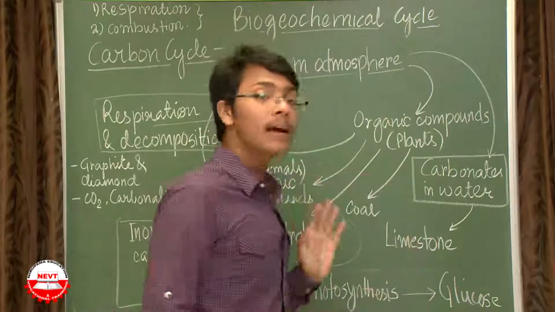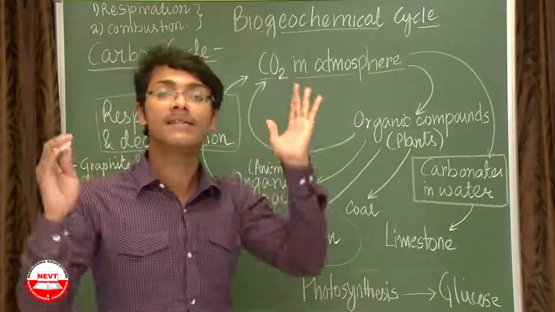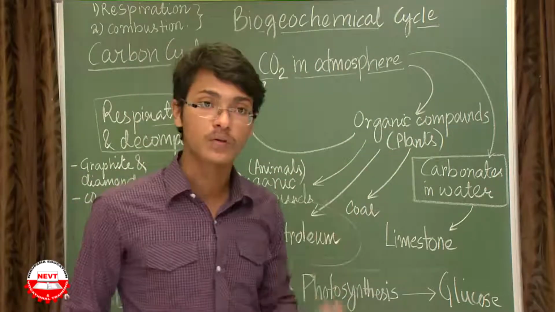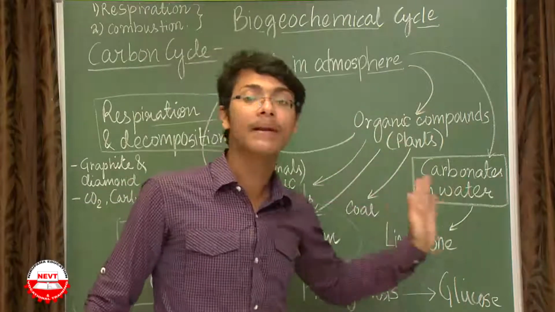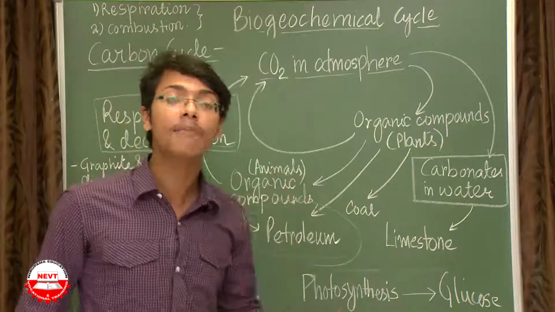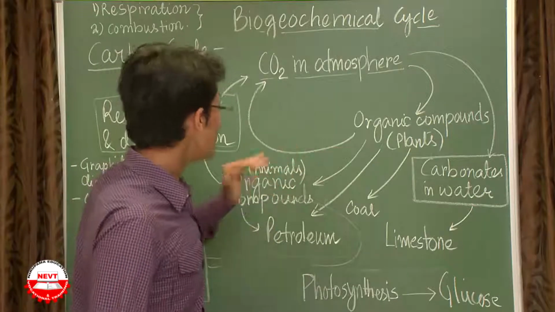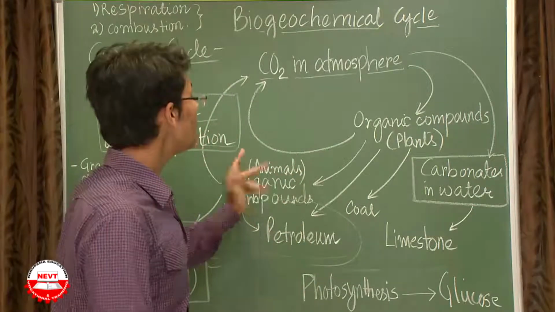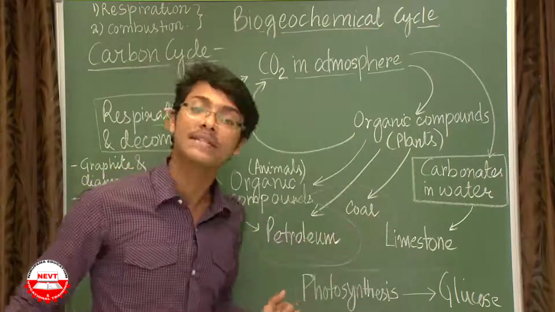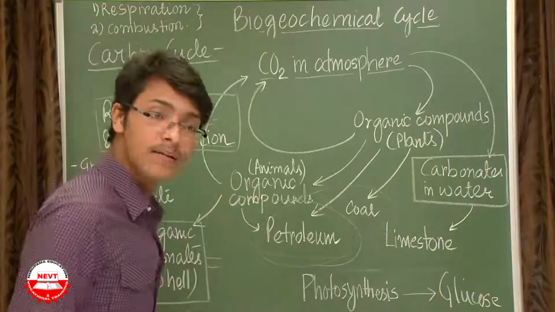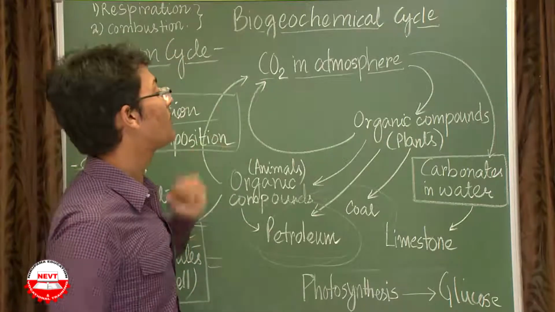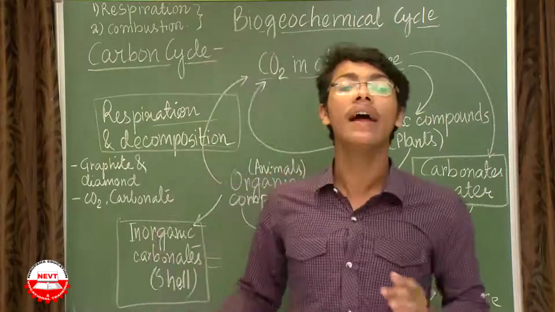So in a nutshell, the carbon cycle is carbon dioxide in the atmosphere, that is the combined state of carbon. It becomes organic compounds in plants by the process of photosynthesis. It reaches water to become carbonate and finally limestone. The organic compounds from photosynthesis form coal after the death of the plants over several years, and then it is fed on by the animals. The organic compounds in animals upon death form petroleum. So coal and petroleum together are used as fossil fuels. Then these organic compounds in animals can be made into inorganic carbonates or shell, and through respiration and decomposition the carbon dioxide is reverted back to the atmosphere.